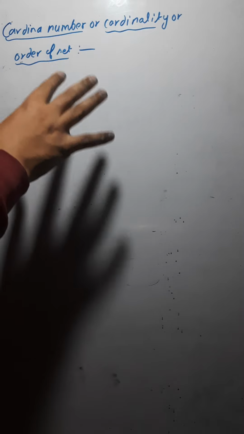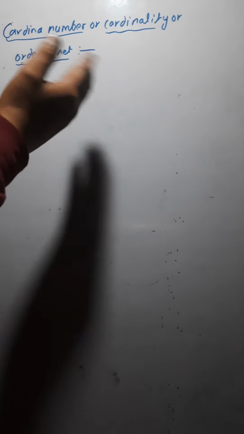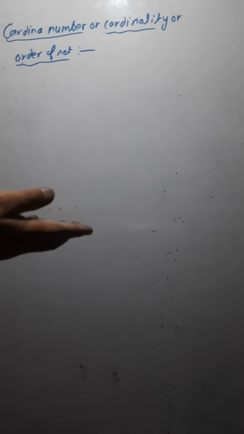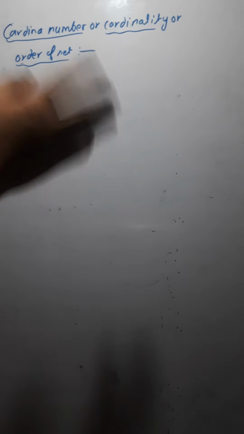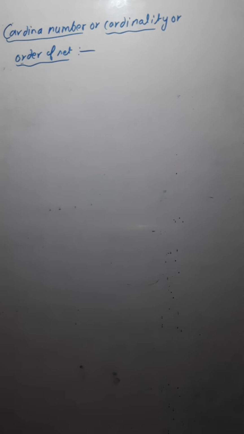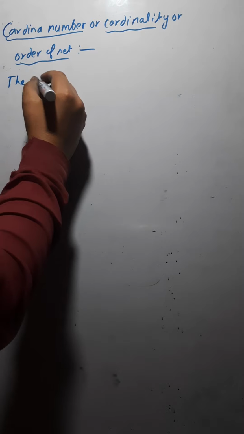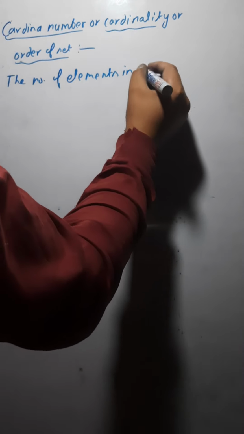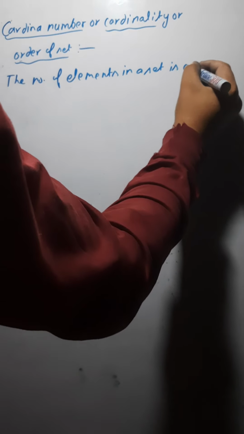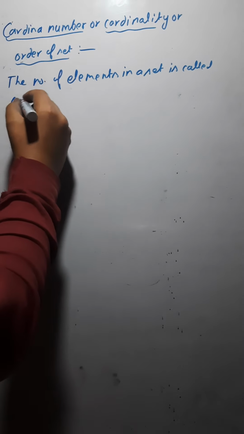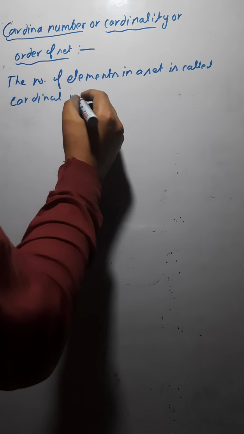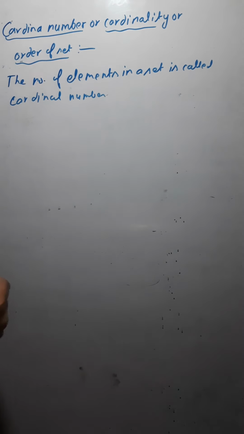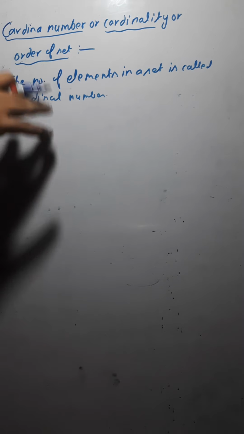Let's say a set has 5 elements. So 5 would be the order of the set. And suppose we have a set which has 6 elements. So 6 would be the order of the set, or the cardinal number. So the number of elements in a set is called the cardinal number. Getting it or not? Order of a set, same thing it is.